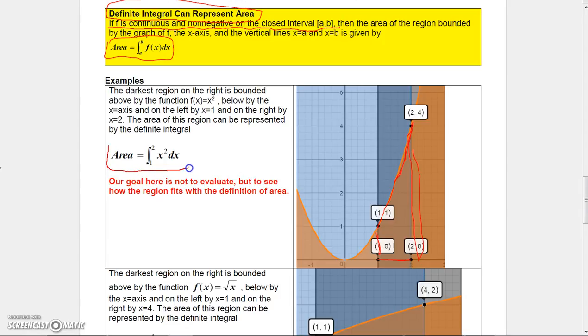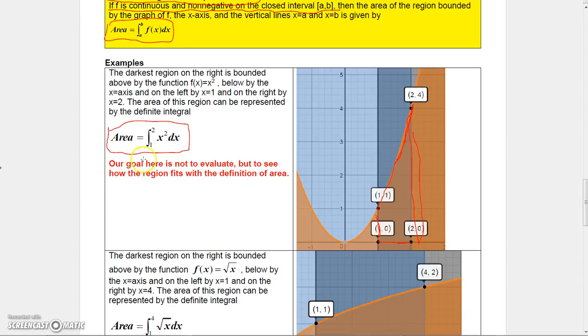The definite integral can be represented as the integral from 1 to 2 of x squared dx. Right now we're not actually concerned about evaluating. I'm just trying to show you how the area can be represented by this definite integral. One thing I should have mentioned here is notice that as x goes from 1 to 2, the function is continuous and it's not negative. So that's important. The function is continuous and it's above the x-axis there.